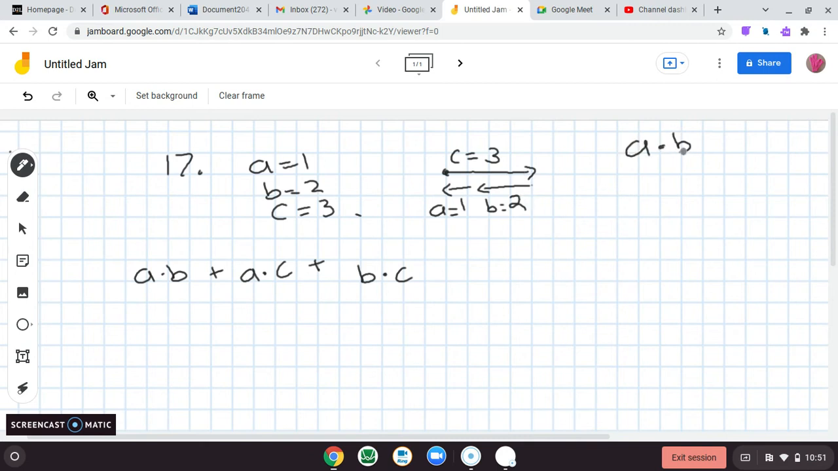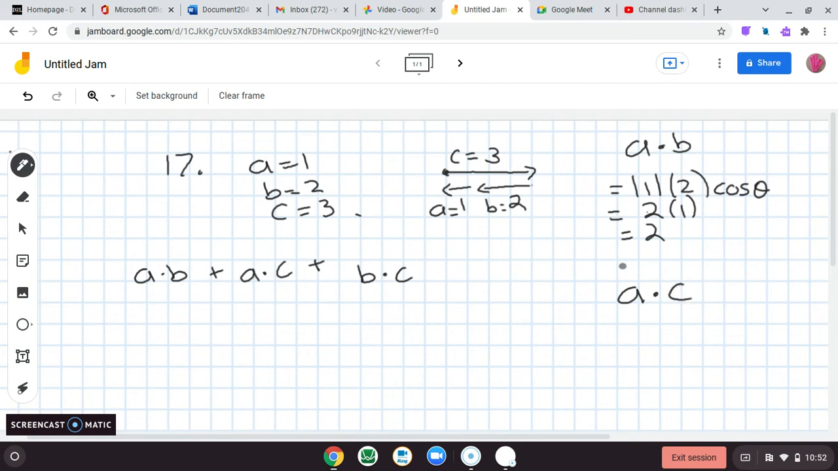Starting with a dot b, it's going to be magnitude of a is 1, magnitude of b is 2, and what is our angle between a and b if we add them tail to tail? We have a and b. You'll notice it is a completely closed angle. Your angle is just 0, cosine of 0. So cosine of 0 is 1, so you're going to have 2 times 1, and that is going to be 2. Same process for 2.